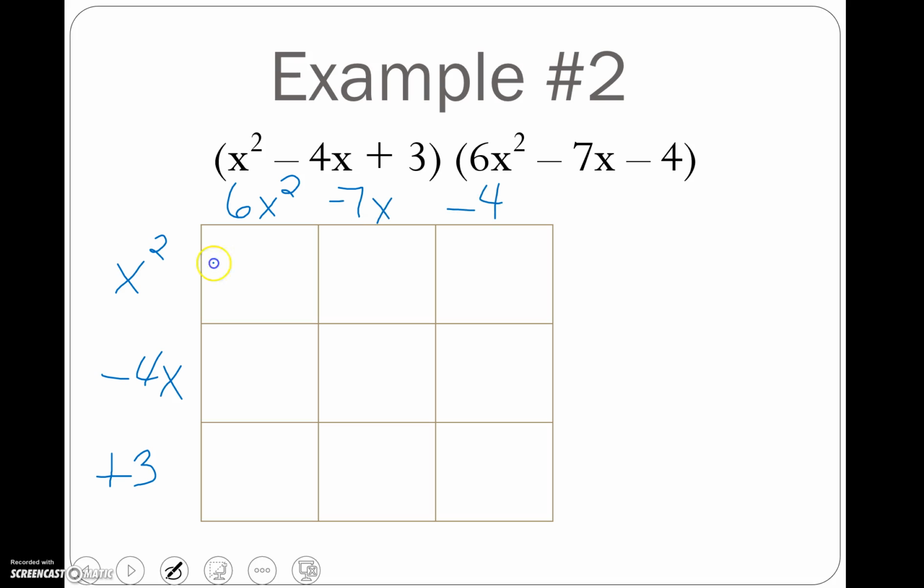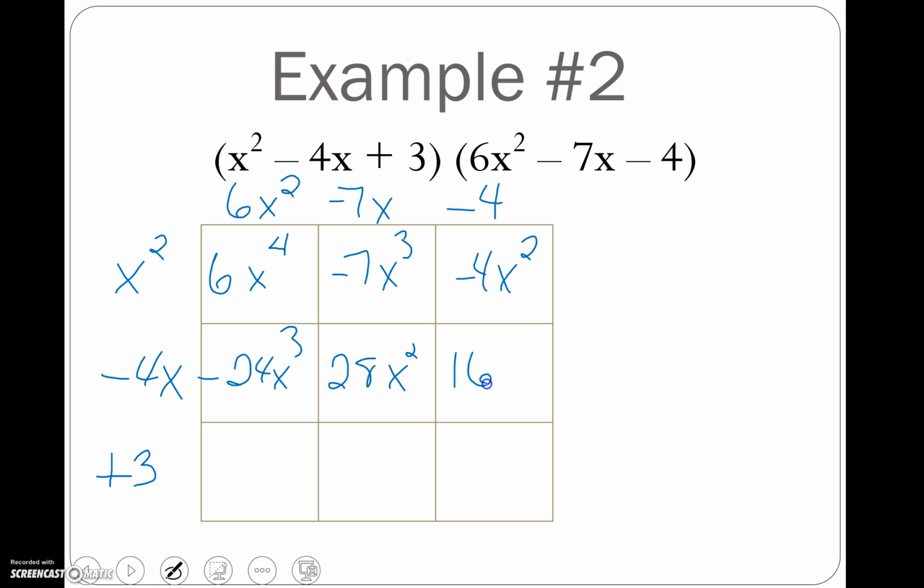So as before, we're going to go through and multiply. Be careful that you're adding your exponents when it's appropriate. So in this case, x squared and x squared gives us x to the fourth. I have negative 7x to the third and a negative 4x to the second power. Keeping track of your signs, please. So negative 4x times 6x squared is negative 24x to the third power. The negative 4 and negative 7 give us back a 28x squared. You can put a plus there if you'd like to, but it's not necessary. Following along, we get 16x. And then finally, in the last row, I have the 18x squared, our negative 21x, and a negative 12.